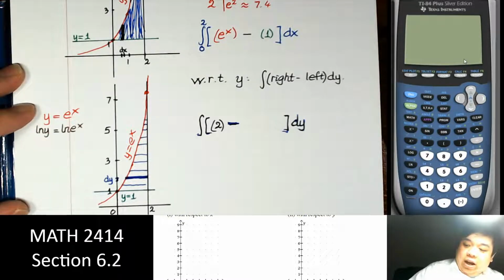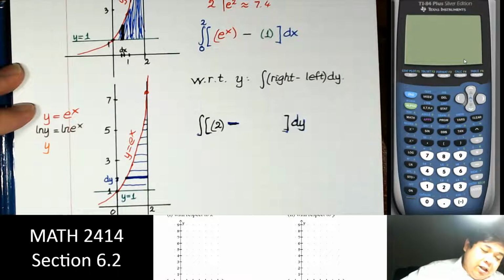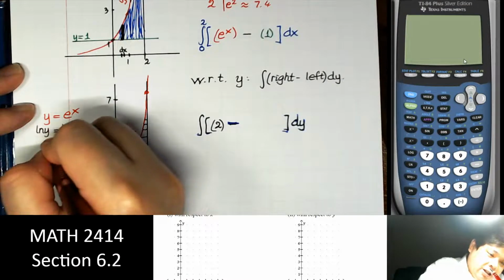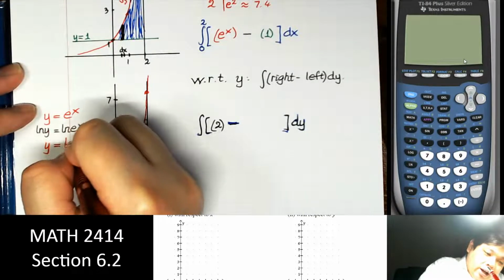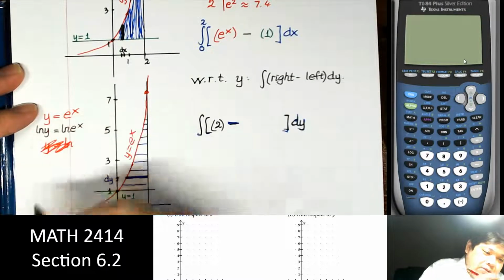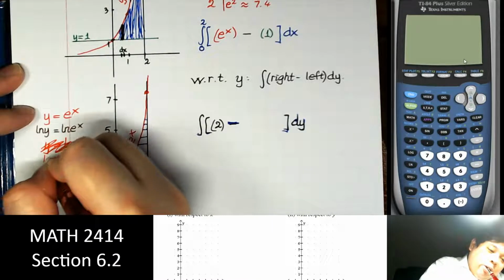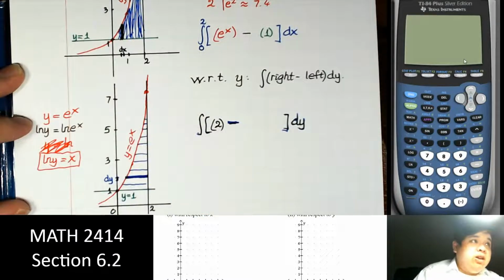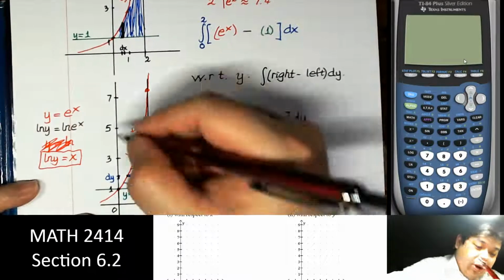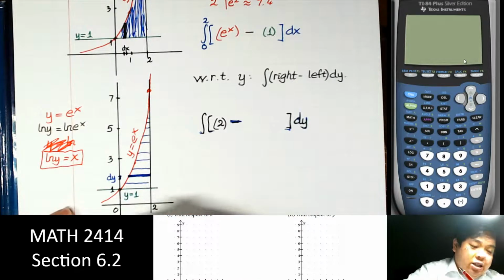ln and e cancel out. We have y on the right for that. Y equal to... I'm sorry, when we do that, x equal to ln of y. Exponential function and logarithmic function are inverse of each other. So x is equal to ln of y is equivalent to y equal to e to the x.